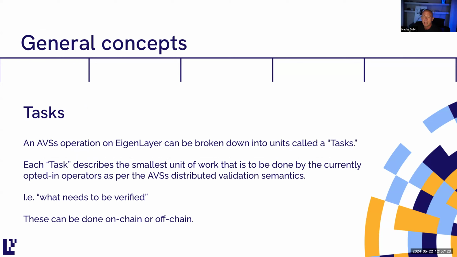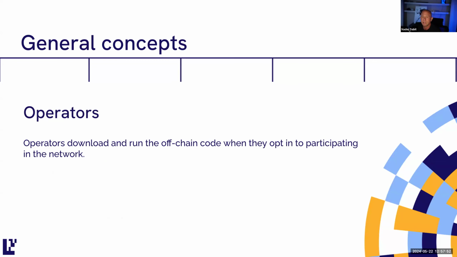A task: each AVS operation on EigenLayer can be broken down into units called tasks. Each task describes the smallest unit of work to be done by the currently opted-in operator as per the AVS's distributed validation semantics, i.e., to dumb this down, it's basically what needs to be verified. These can be emitted either on chain or off chain, and they're verified on chain. And then the operator is who actually runs your software. So you create your AVS, and when you want it deployed, operators will opt in and run the off-chain code to participate in the network.